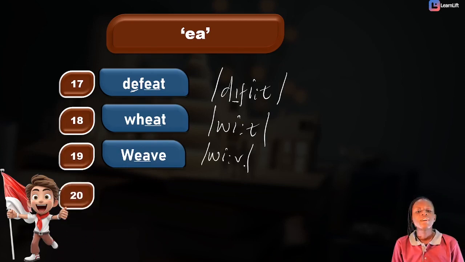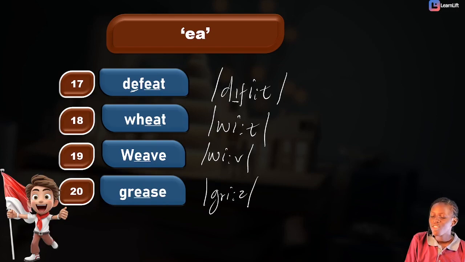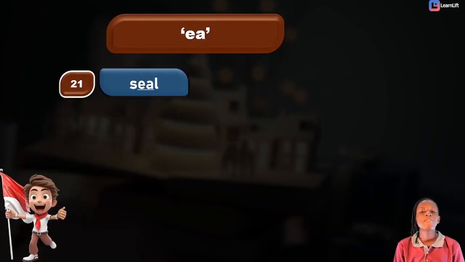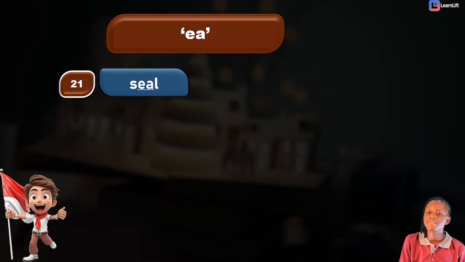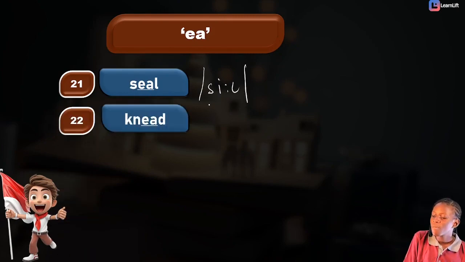Weave. Next up, I have grease. My grease, I have grease. Next up, we have seal. More examples, we have seal. For my seal, I have these. Seal. Next up, I have need. Need. For my need, I have these.